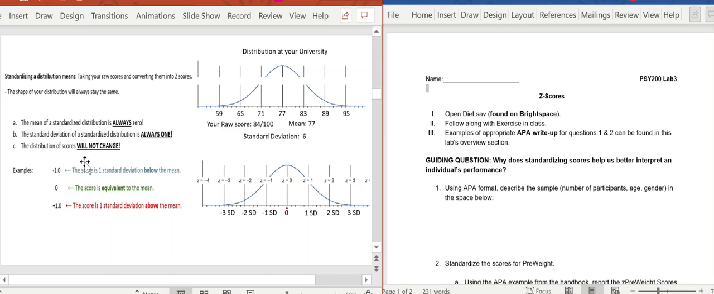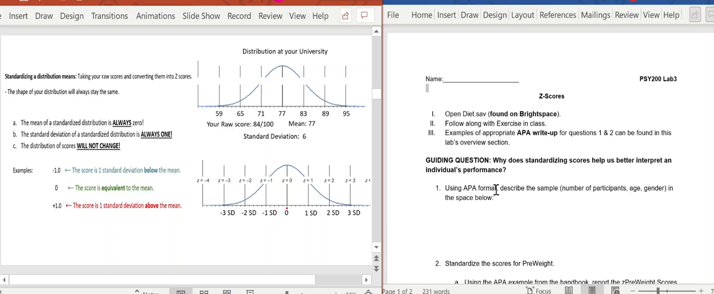The distribution shape will not change. So the distribution will not change, and that includes the shape. So skewness and kurtosis, those things will not change. And so we're going to see this a little bit later on. But just know these principles right here.